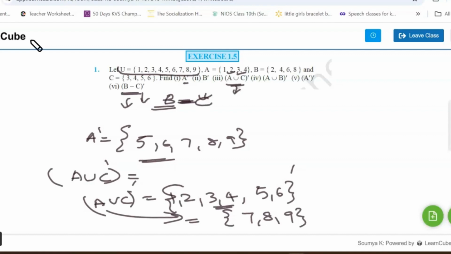I hope you understood how to do these two operations together. In the same way you can do the complement of A union B, and then the complement of the complement of A. That will give you A again, because A complement will give you this as the answer. Then if you take the complement of this one, that will give you the old answer, that is A: 1, 2, 3 and 4. So do try out this question and this question as well.